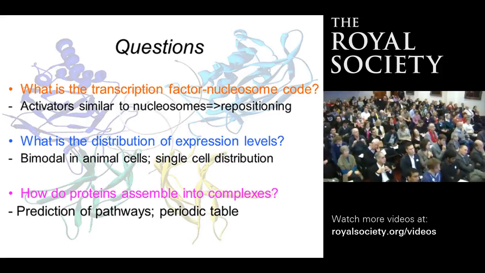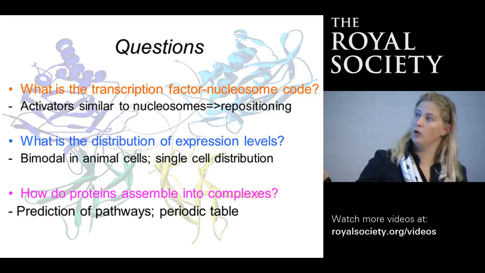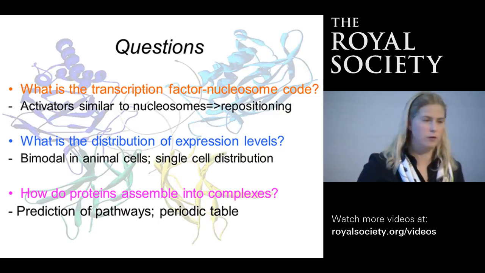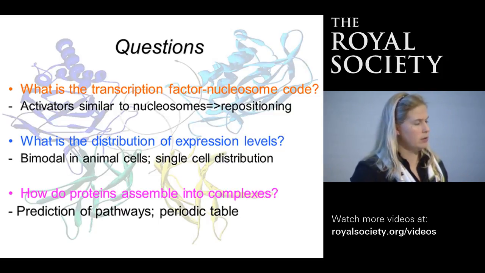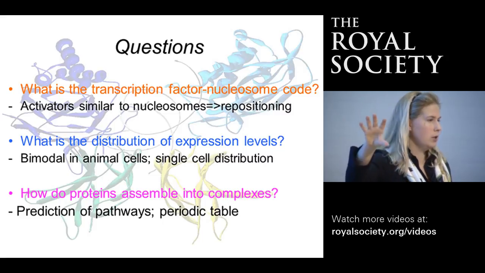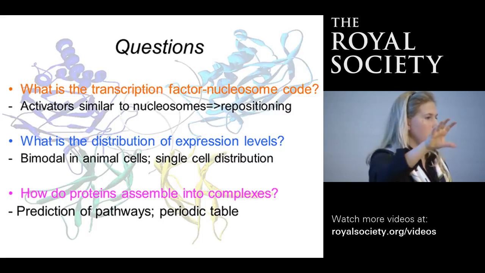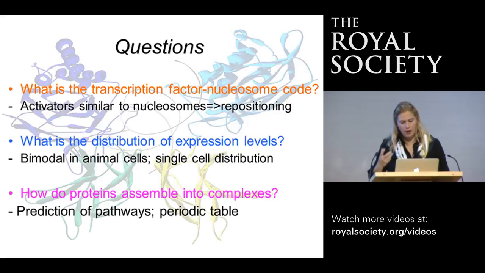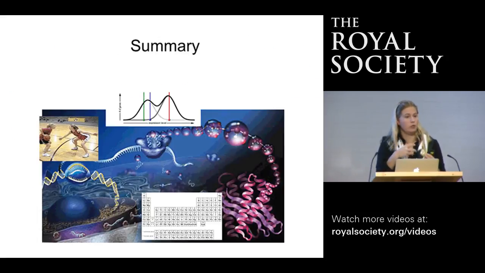And so we've really answered these three questions now from my talk: the transcription factor nucleosome code, the distribution of expression levels, and the assembly of protein complexes, by identifying patterns in many different types of data sets, right? And so those patterns have been very instructive because they've given us information about the general principles of the way the molecules interact with each other.